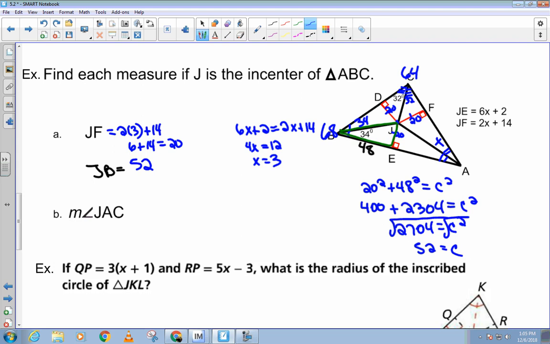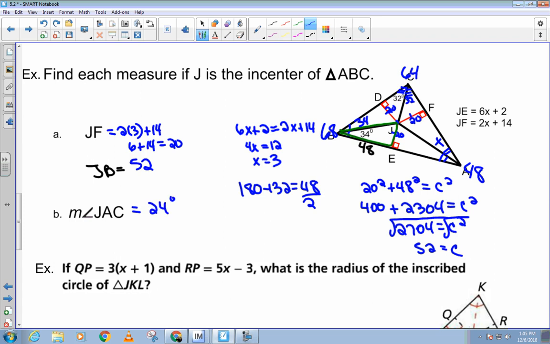Okay, good. So if I take 68 and 64, that's 132. So 180 minus 132 is 48. And so then I divide that by 2, and I get 24. So this right here is 48. So then this angle here is 24.